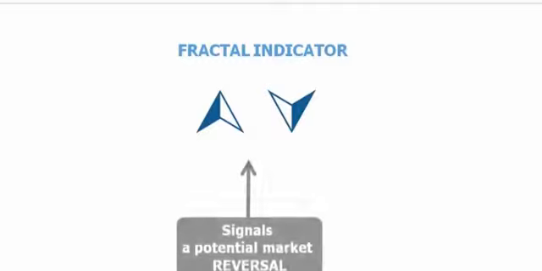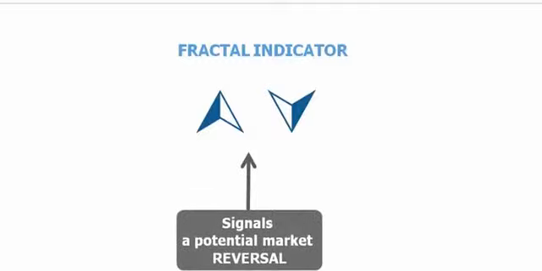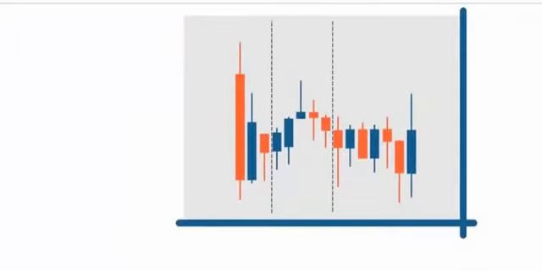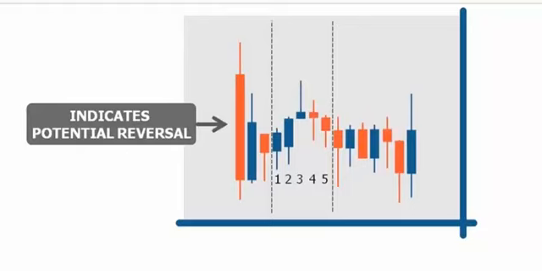The first indicator, and one we use very often in the beginner strategy, is the fractal. This is a simple triangle-shaped indicator that signals a potential market reversal. A fractal is made up of 5 candles and appears on your chart after a certain type of price action has occurred in the market, indicating that a reversal is likely. There are 2 types of fractals, an up fractal and a down fractal.